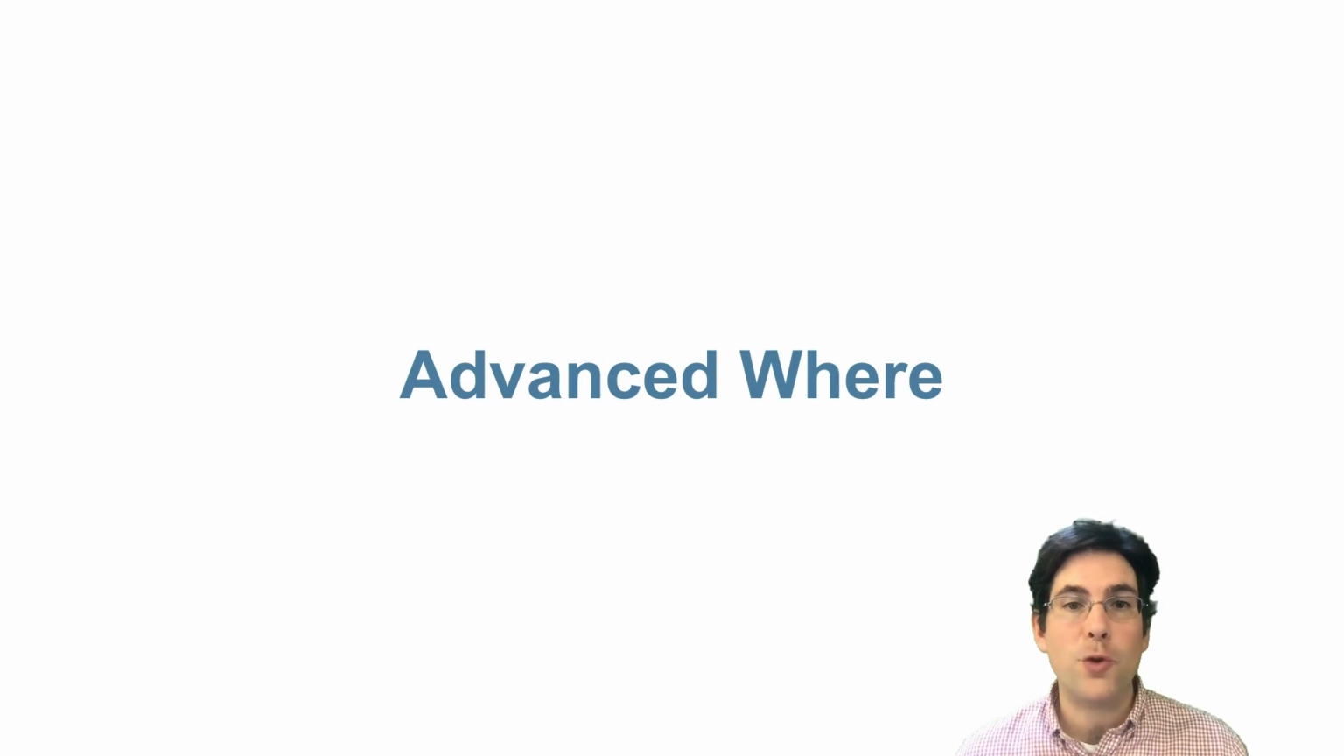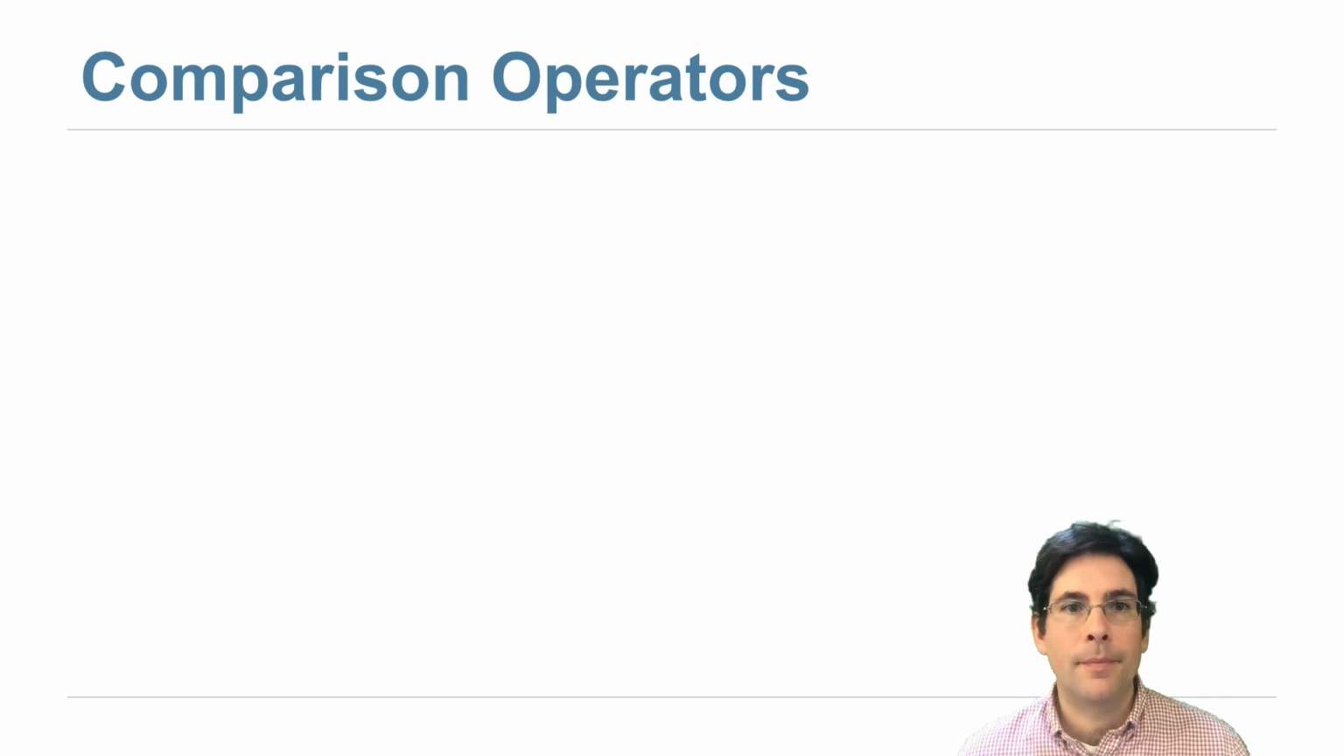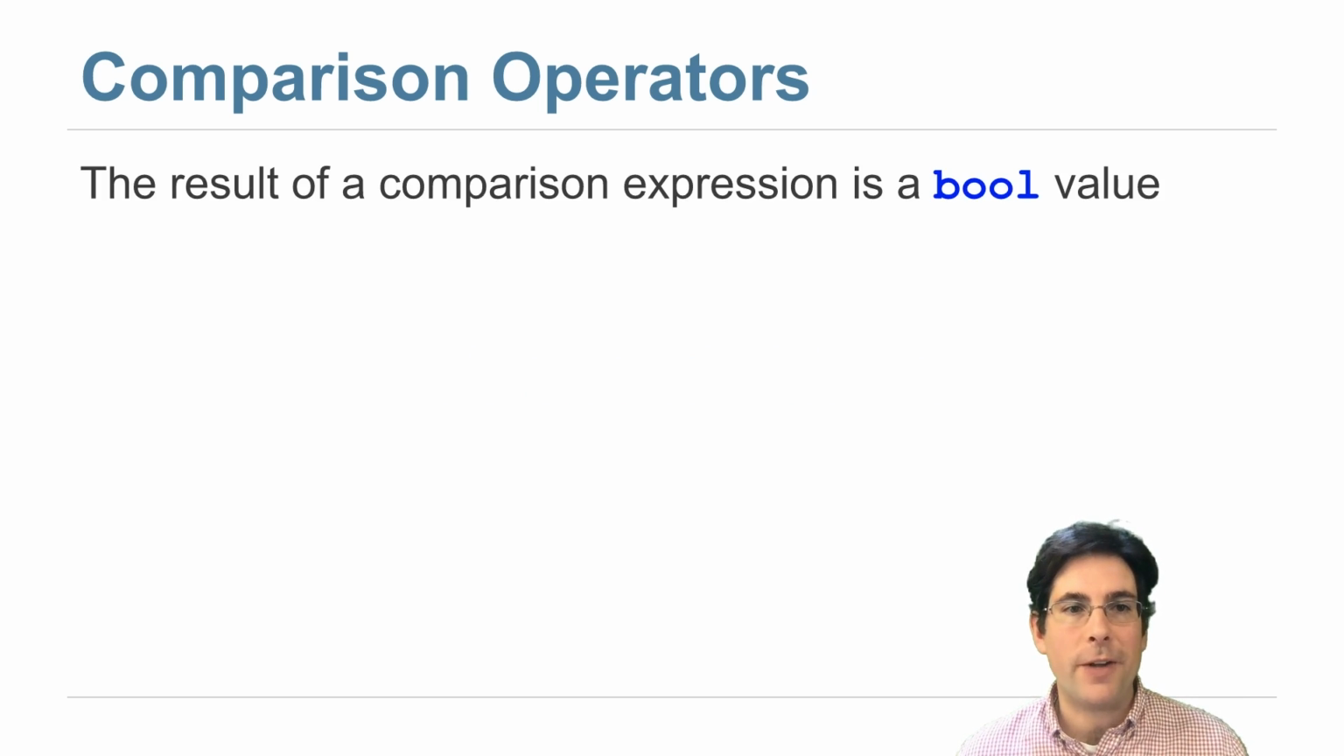Here's another way to use the where method. Operators perform comparisons between two values. The result of a comparison expression is a bool value, and there are only two bool values, true and false.